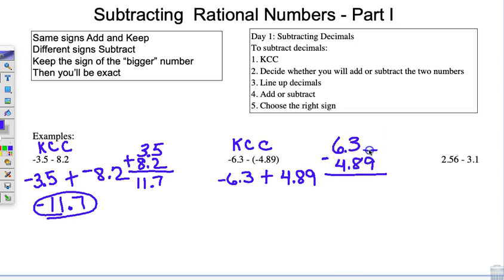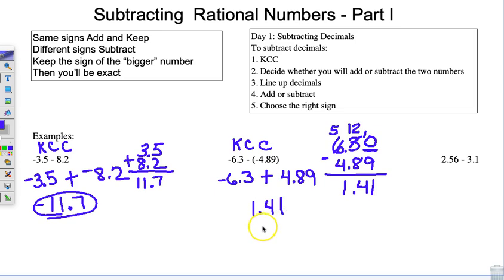When you're missing a value right here, we can put that 0 there as a placeholder, so go ahead and put that there. Since I cannot take away 9 from 0, I'm going to borrow, leaving a 2 in that spot, and there's my 1 that I borrowed. 10 take away 9 is 1. I cannot take 8 from 2, so I'm going to borrow again, leaving a 5 there. 12 subtract 8 is a 4, and 5 subtract 4 is a 1. So my answer, I know, is 1.41.